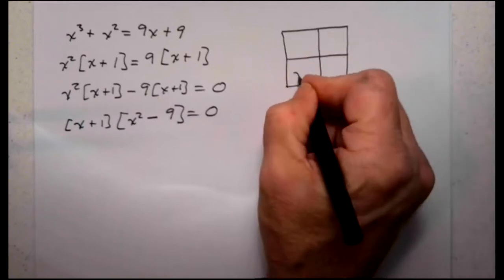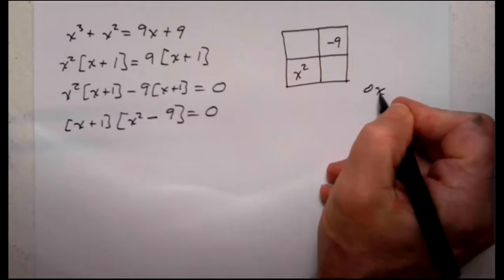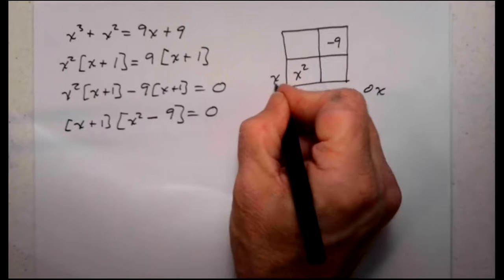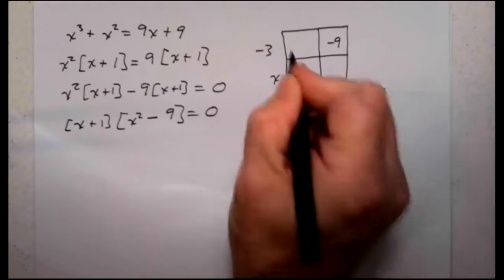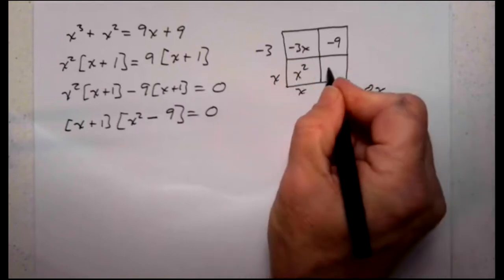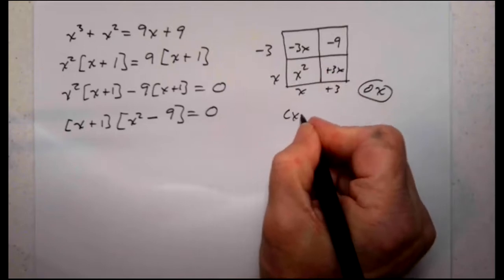So the first term is x squared, the last term is minus 9. There is no middle term, so it's 0, or if you like, 0x. X squared is x times x. Negative 9 will be negative 3 times positive 3, which you will see. Negative 3x, positive 3x adds up to 0x. So we get x minus 3 times x plus 3.